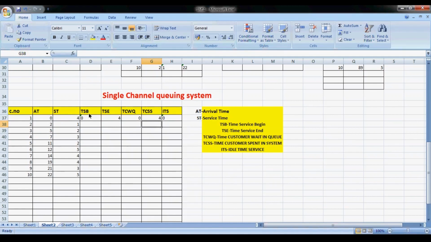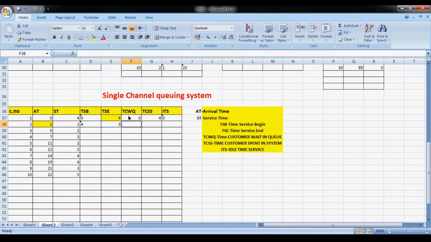Next, I need to calculate time service begin for the second customer. The arrival time of the second customer is 2. The server is going to finish at 4. Now out of these two, whichever is the maximum value will become the time service begin for the second customer. So we need to compare 2 with 4. So the maximum value is 4. So time service begin is 4. So time service begin plus service time will give us the time service end, that is 5.